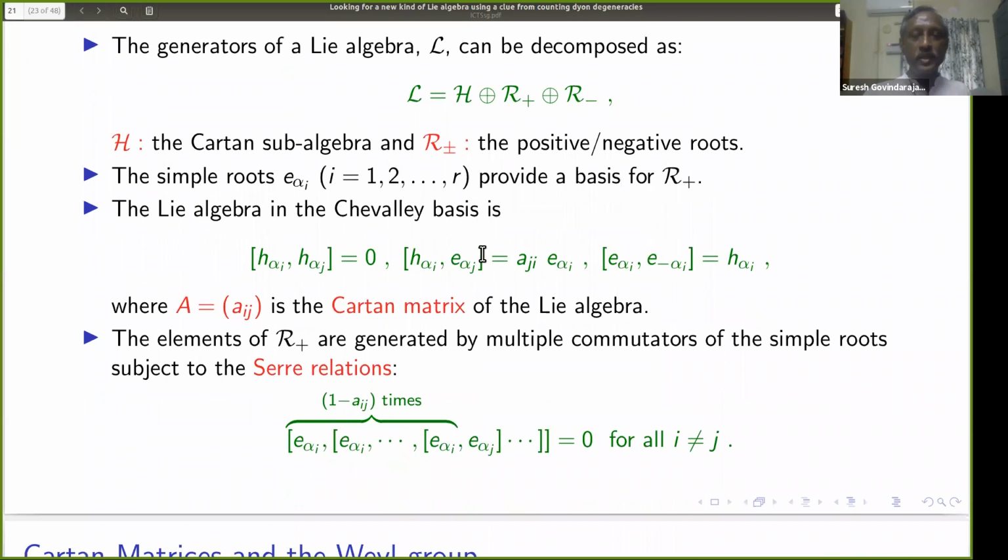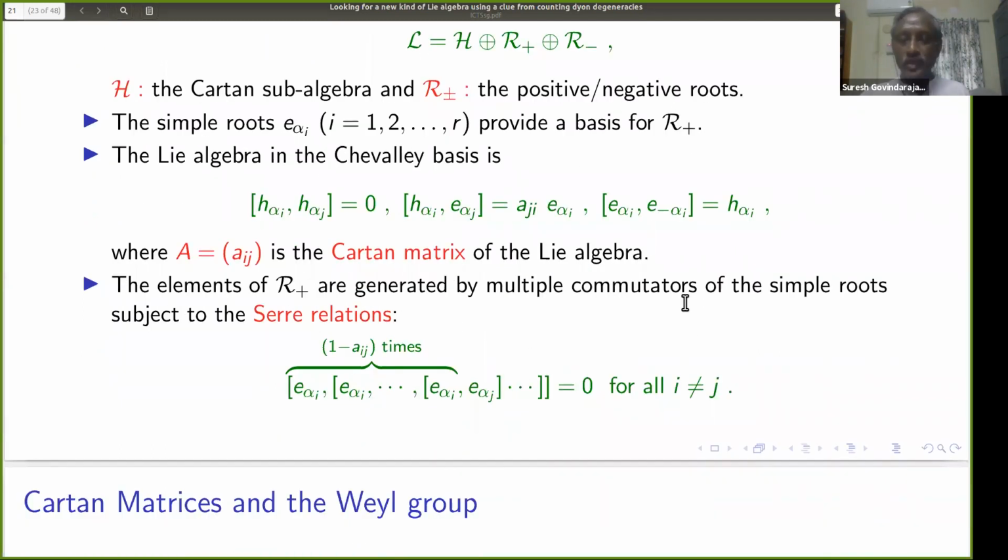Okay, so the Lie algebra in this Chevalley basis: the H's commute, but here's the one, [H alpha i, E alpha j] equals A ij E alpha j. So this is the first appearance of the Cartan matrix, which you write as the matrix of these entries. In this example, it would be an r by r matrix, and [E alpha i, E minus alpha i] is H alpha i. Okay, so the elements of R plus are generated by taking multiple commutators or Lie brackets of the simple roots subject to the said relations.